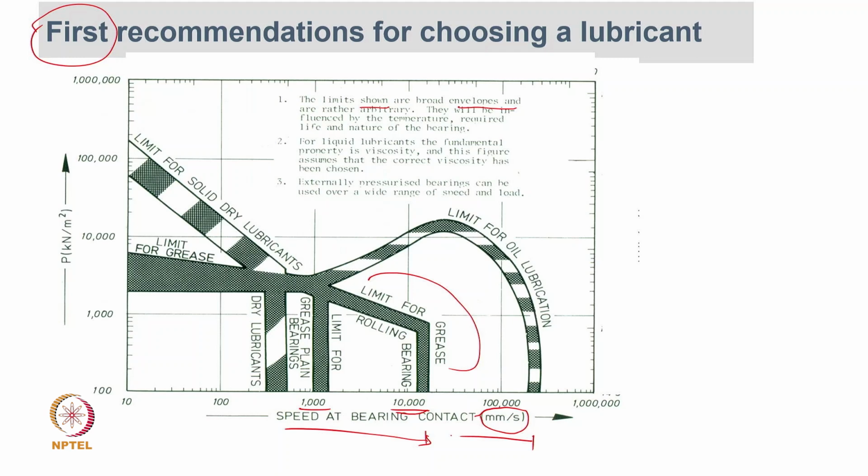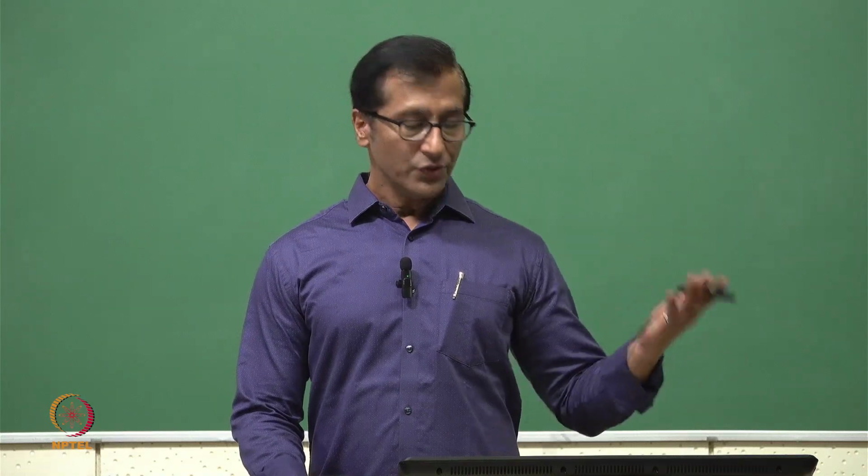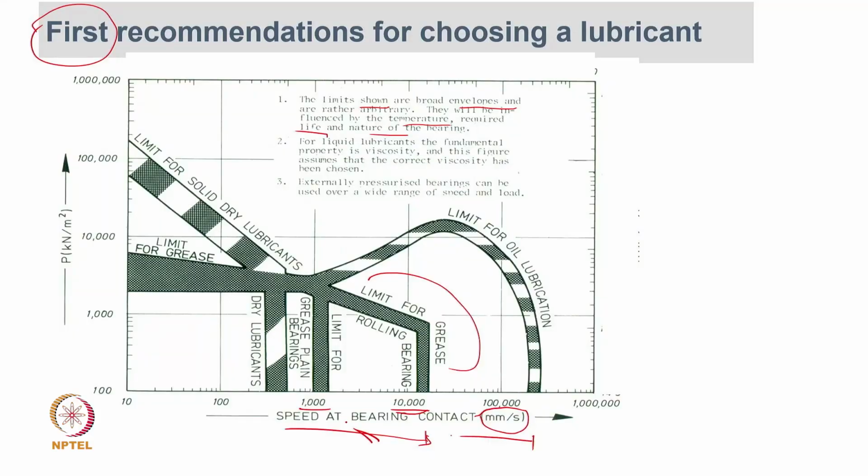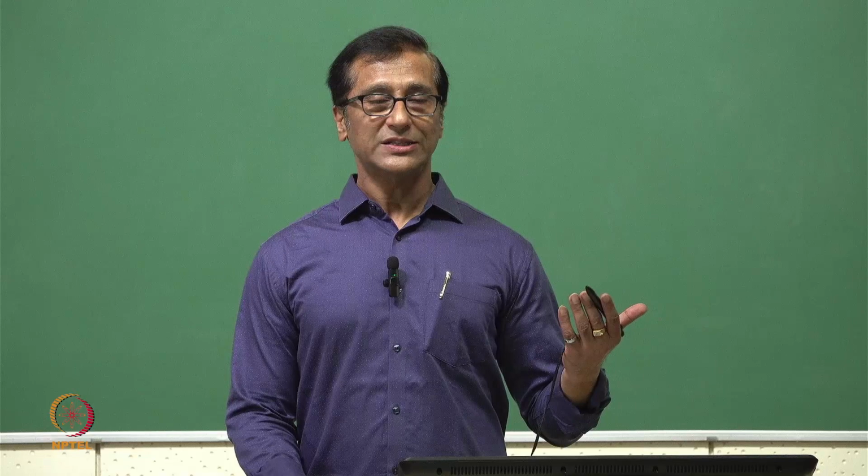Now they are saying here again that the limits shown are broad envelopes. Keep in mind it's a broad envelope, and it will change with the temperature. They have not accounted for temperature, and if the lifetime is different or the nature of the bearing is different, then again this will change. So this is the kind of initial recommendation on which lubricant we should choose. As I say, for me, if the relative velocity is lesser than 2.5 meters per second, I preferably go for grease lubrication. More than that, I know heat generation will be possible, and we may require liquid lubrication for that purpose.